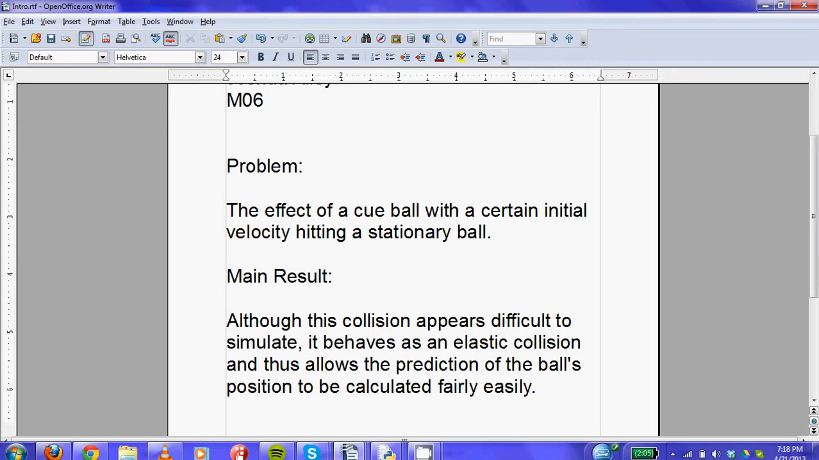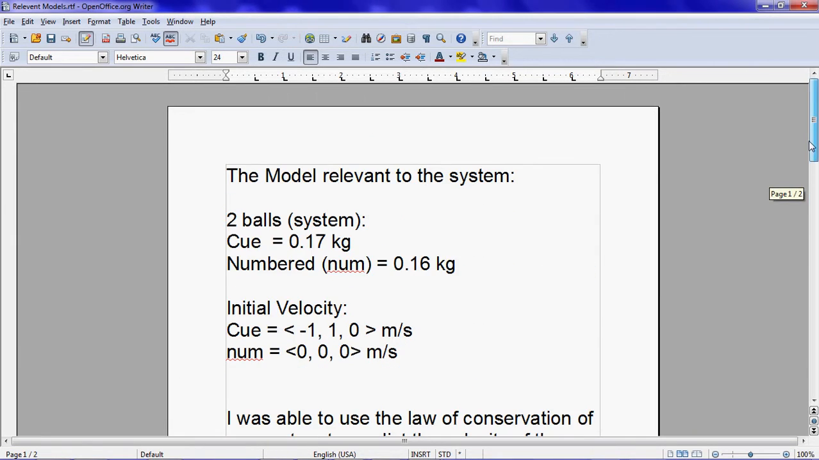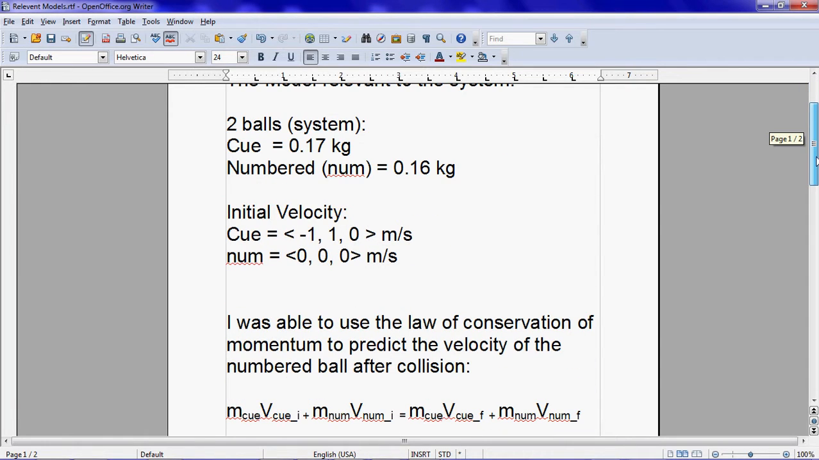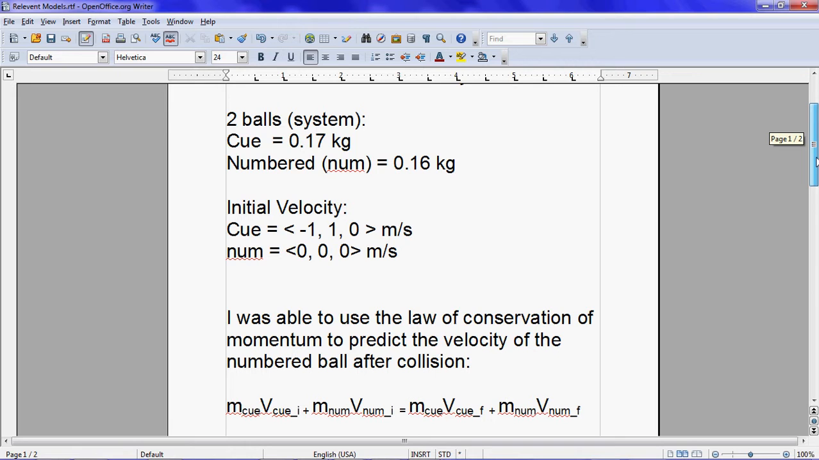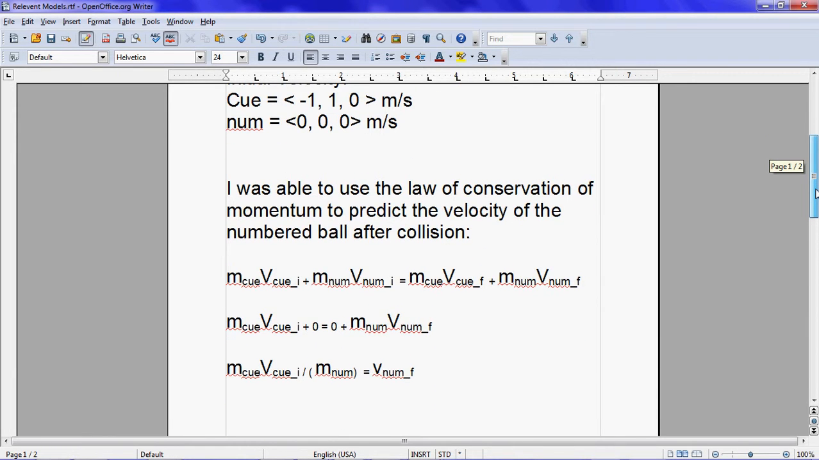So to model it, I chose the two balls in my system, with the cue ball being 0.17 kilograms, the numbered ball being 0.16 kilograms, and the initial velocity being -110, and with the initial velocity of the numbered ball being 0. And I used the law of conservation of momentum to predict the velocity of the numbered ball after collision.